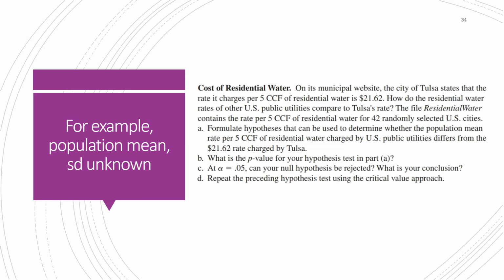On its municipal website, the city of Tulsa states that the rate it charges per 5 CCF of residential water is $21.62. How do the residential water rates of other U.S. public utilities compare to Tulsa's rate? So we have a file with a lot of data. It contains the rate per 5 CCF of residential water for 42 randomly selected U.S. cities. So formulate the hypotheses to determine if the charges differ from Tulsa's rate, and then what is the p-value, what is our conclusion, and then also use the critical value approach. So everything that we've been doing before.